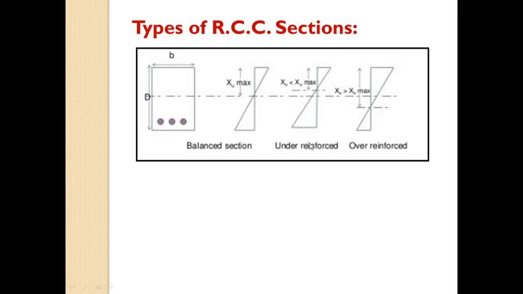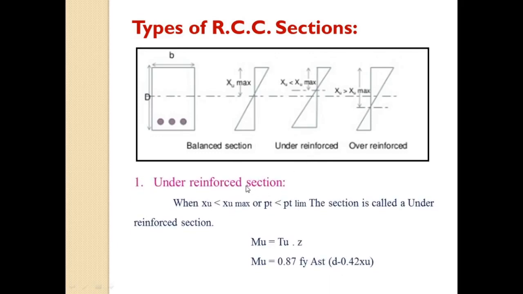So how can we define these sections? First, the under-reinforced section. We define this as when xu is less than xu max. Now, xu max is the distance from the top fiber to the neutral axis, and xu is the actual distance of the neutral axis in that section. This xu is calculated using the formula 0.87 fy Ast divided by 0.36 fck b. And how do we get xu max?